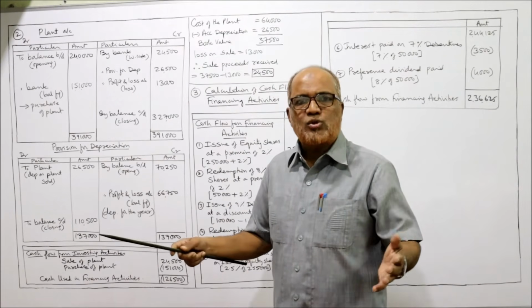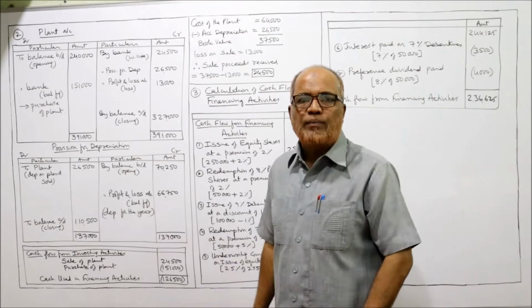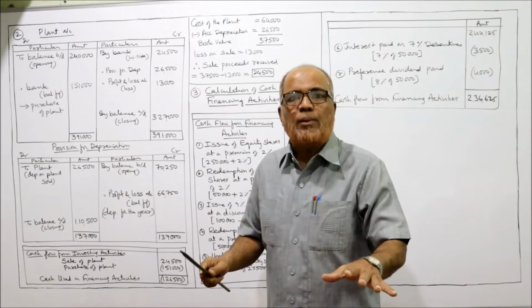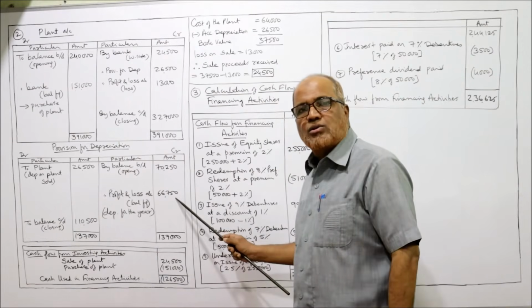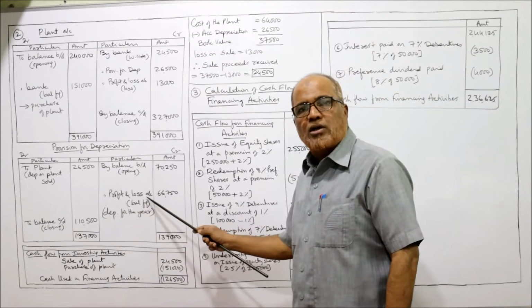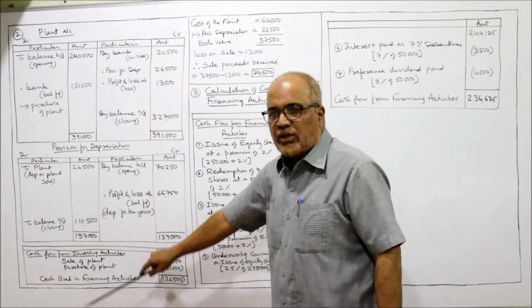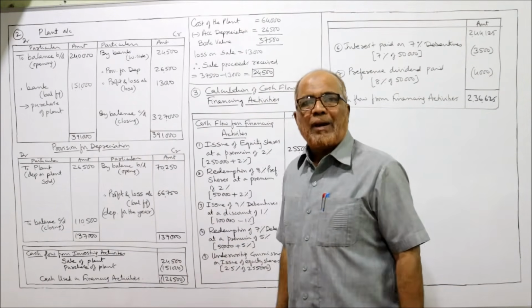That means the business has many plants. One of the plants is sold, and the remaining plants are there. So the total depreciation on all the plants during the year is 66,750. So by profit and loss account, depreciation for the year, balancing figure. This account is over. Now come to the plant account.